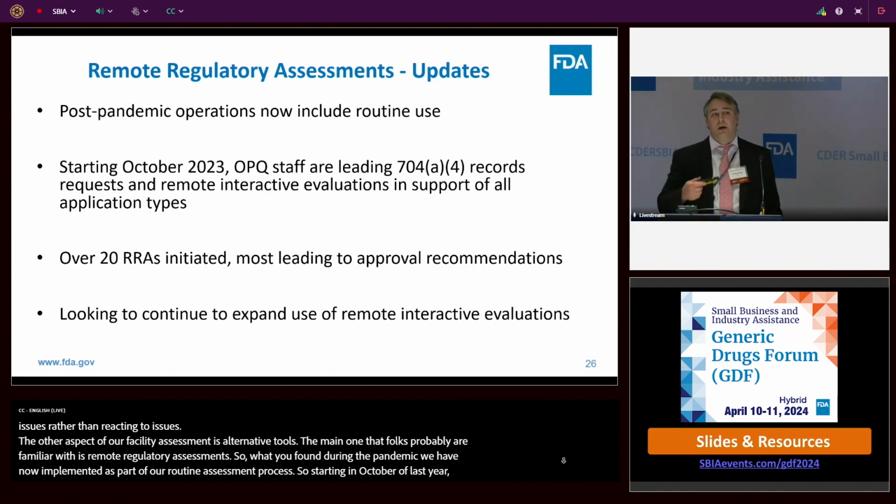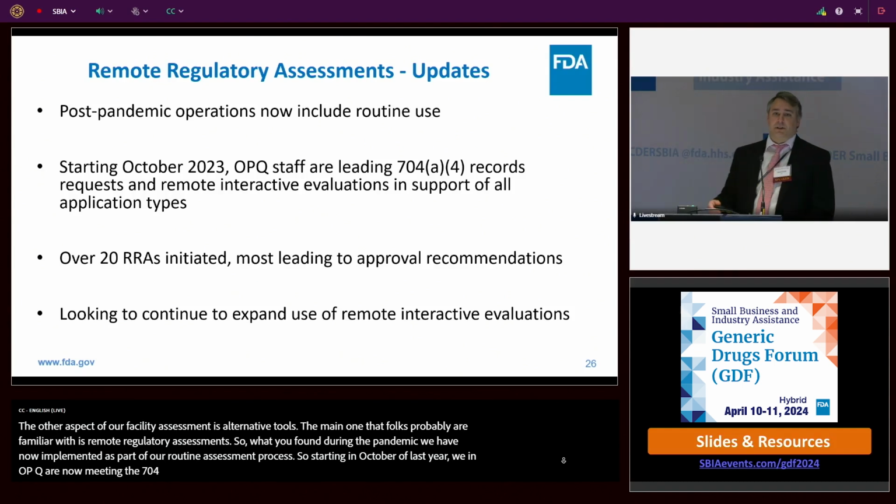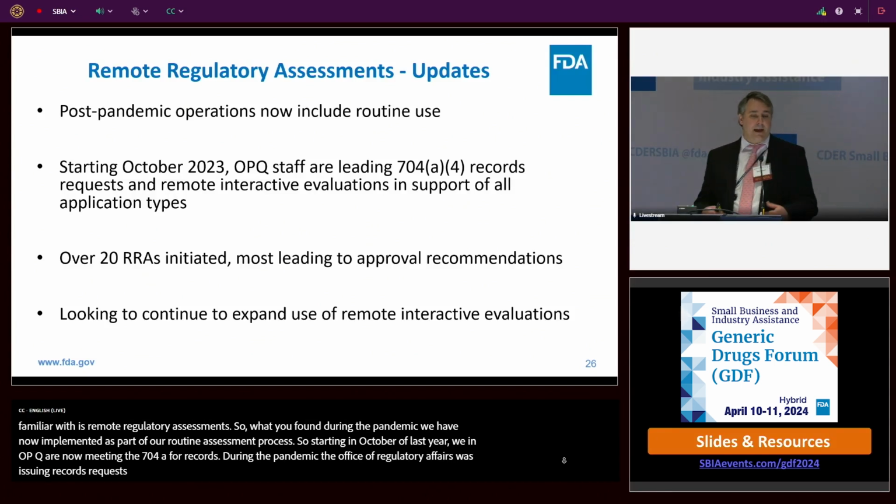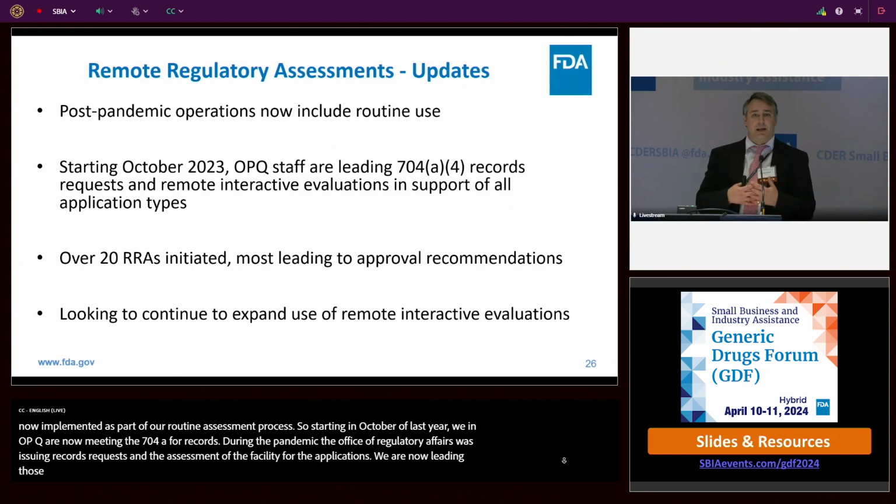During the pandemic, most often the Office of Regulatory Affairs was issuing the records request, and we were collaborating with them on the assessment of the facility for the applications. Now we are leading those, so tying directly to the application review. We feel that's going to bring a nice strong synergy between the application review and the facility evaluation. To date, we've initiated over 20 RRAs, and most have so far led to approval recommendations.